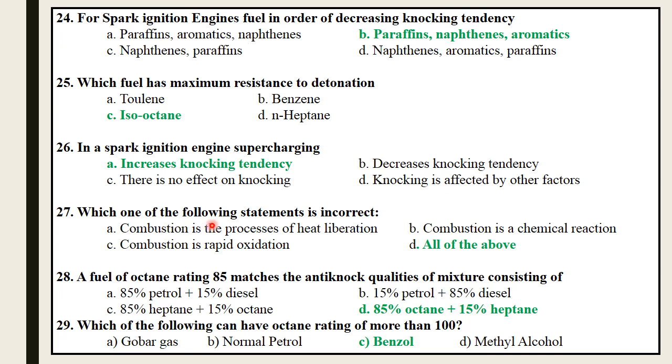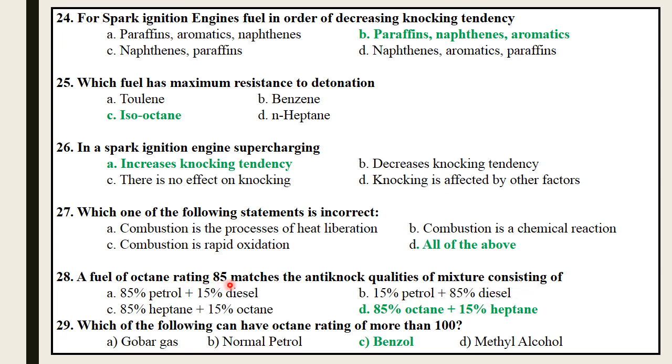Next, which of the following statements is incorrect? Combustion is the process of heat liberation. Combustion is a chemical reaction. Combustion is a rapid oxidation. All of the above. Meaning, all the statements are correct.